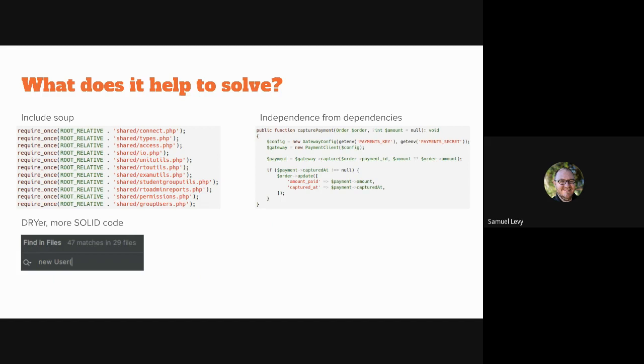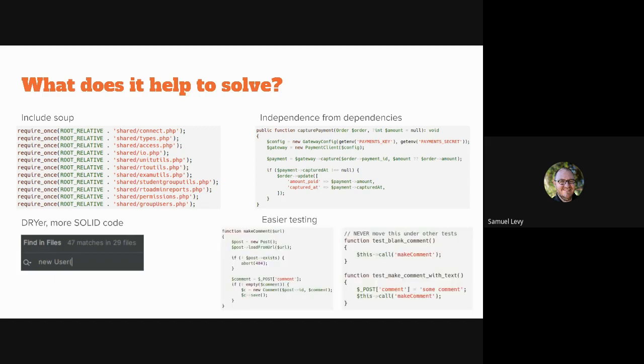It helps you write some drier and more solid code. So this is just a search across an older code base that is not using much dependency injection, and it is newing up a user in 47 places across 29 files, and most of those are just to get the currently logged in user, because there's no way to inject that into the application outside of doing this new user get from session. And it provides a lot of easier testing.